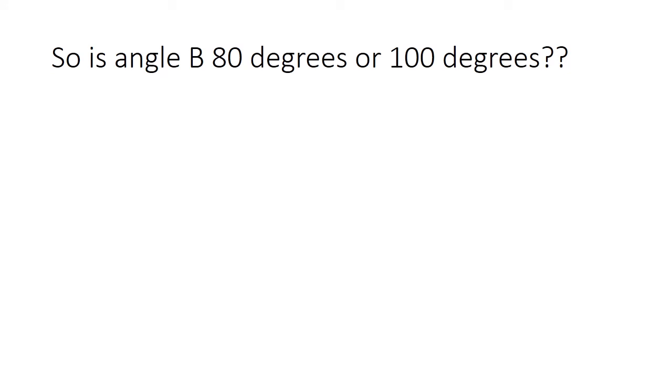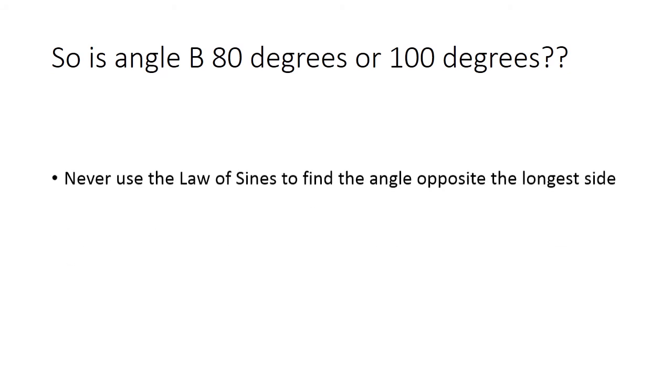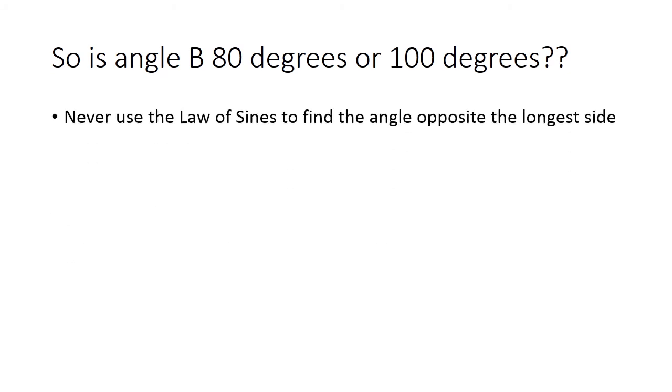Well, we made a mistake here. We did something wrong when we used the law of sines. Here is the rule. Never use the law of sines to find the angle opposite the longest side. Why? Because the angle opposite the longest side in a triangle might be obtuse. Triangles are only allowed at most one obtuse angle, and if it has one, it'll be opposite the longest side.